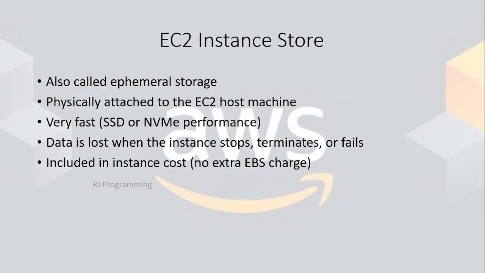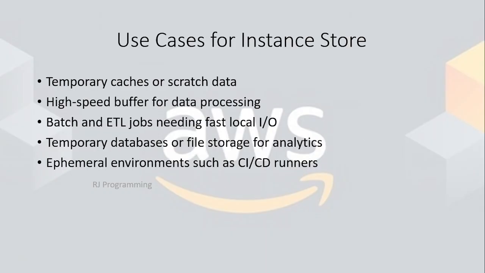However, there's one major limitation, and that's data persistence. The data in Instance Store is lost whenever the instance stops, terminates, or even fails. So it's not suitable for storing important or long-term data. On the positive side, the Instance Store is included in the cost of your EC2 instance. There's no separate billing, like with EBS, making it a cost-effective option for high-performance temporary workloads. So where should you use Instance Store?